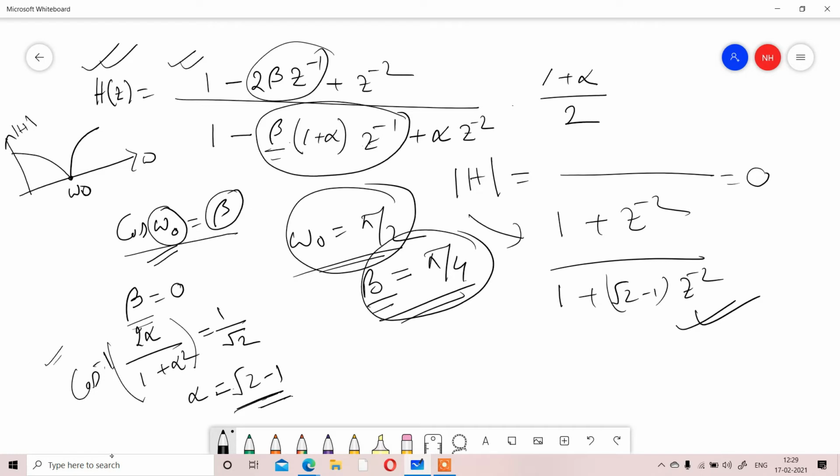So those are your 4 types of filters, that is band pass, high pass, low pass, band stop. So those are the characteristics. Up to that, if you have any question, you can ask me.